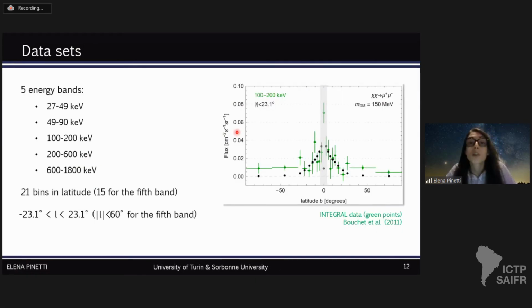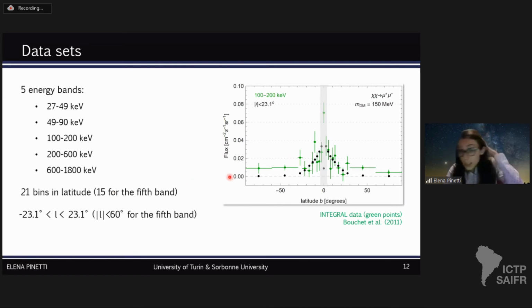But the INTEGRAL data are also provided as an angular flux in latitude beams. And these are actually the data that we used in our analysis. This dataset is divided into 5 different energy bands from 27 keV to 1.8 MeV. Each of these energy bands includes 21 beams in latitude and refers to a longitude window between -23 and +23 degrees, except the highest energy band, which includes only 15 latitude beams and refers to a larger longitude window.